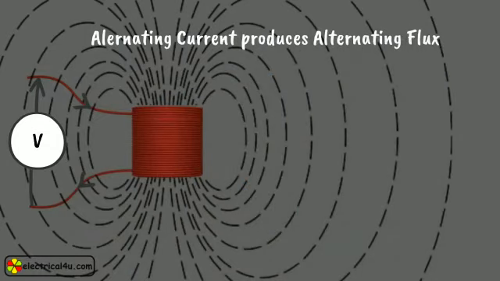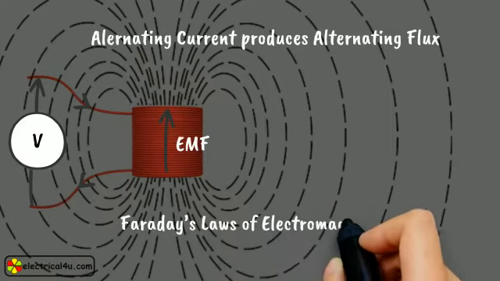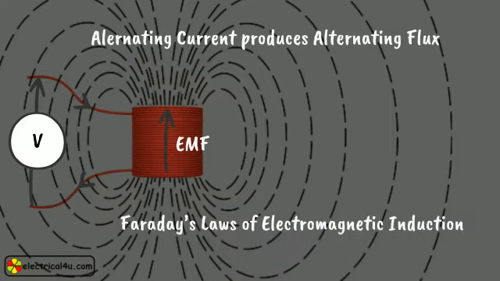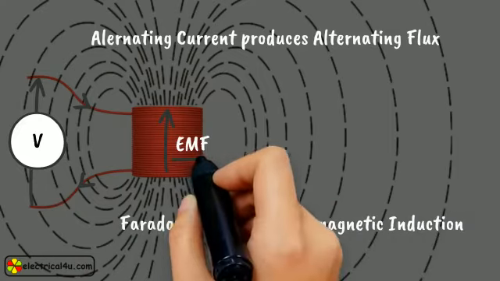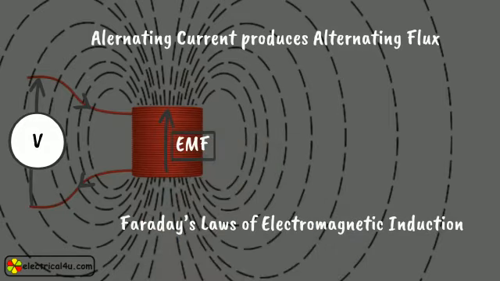The flux lines link the winding itself, and since the flux is varying, there will be a self-induced EMF across the winding. This phenomenon is due to Faraday's laws of electromagnetic induction. This induced EMF or voltage, whatever you say, is the same in magnitude and opposite in polarity to the supply voltage.